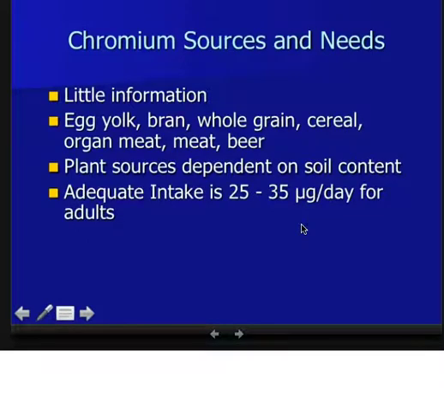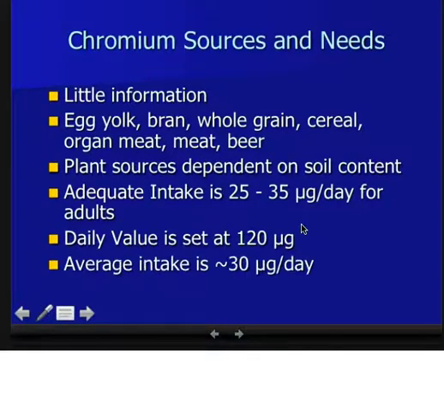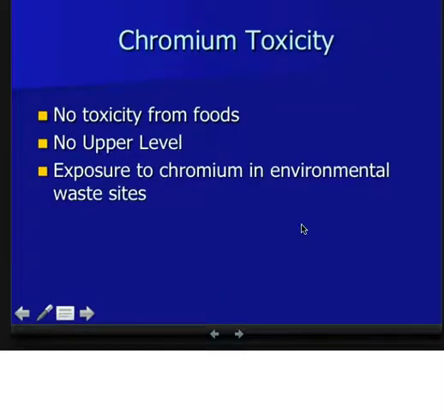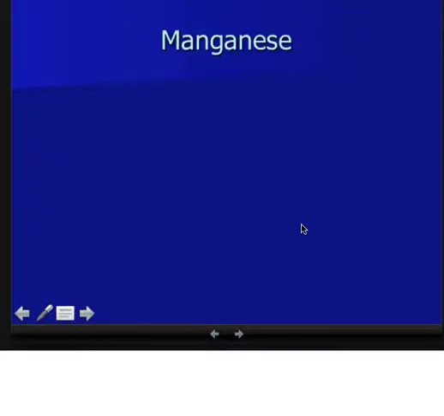An adequate intake is, let's call it, 30 micrograms a day for adults. A daily value is set at 120 micrograms per day, with an average intake of 30 micrograms per day. There's no toxicity from food and no upper level. Exposure to chromium in environmental waste sites is probably the major source of toxicity if it were to manifest itself. It can result in lung and liver damage.